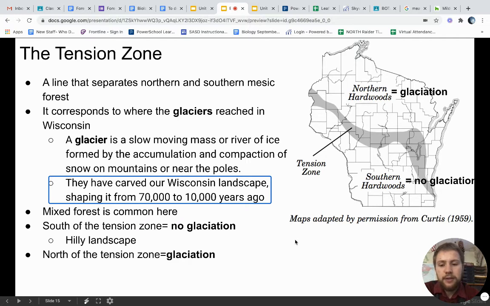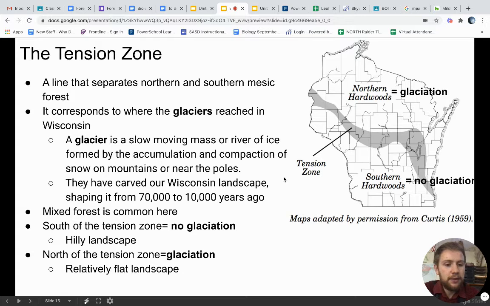Whereas north of the tension zone was glaciation. So the glaciers reached here, and essentially they carved and scraped that landscape down into being relatively flat. Now you can think about areas like Wausau or other areas as exceptions. Wausau is pretty mountainous. So there are exceptions, but you would see many, many more caves in the southwestern part of the state.